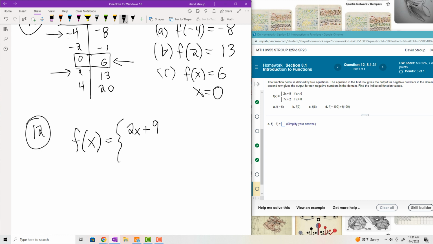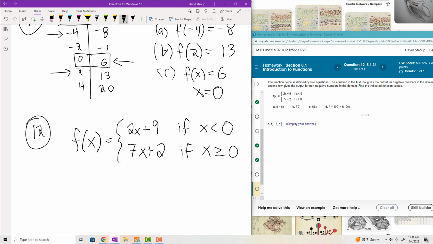So you have 2x plus 9 is the first piece, and you use that if the input value, the x value, is less than 0. So if it's a negative number, you use the formula 2x plus 9. Then you use the formula 7x plus 2 if your x values are greater than or equal to 0. So if they're positive values or if they're equal to 0.